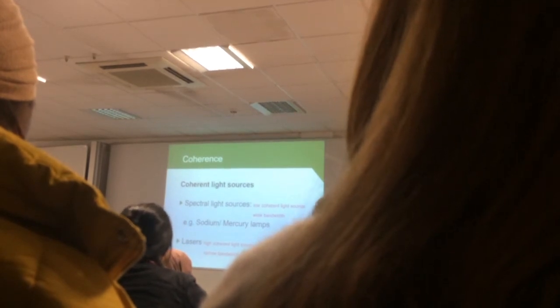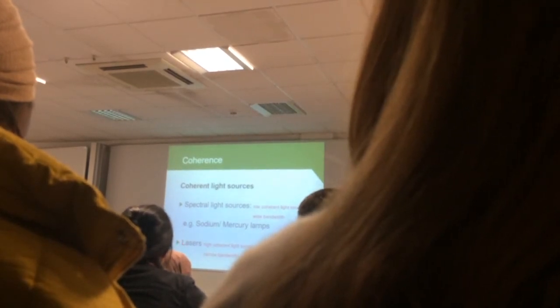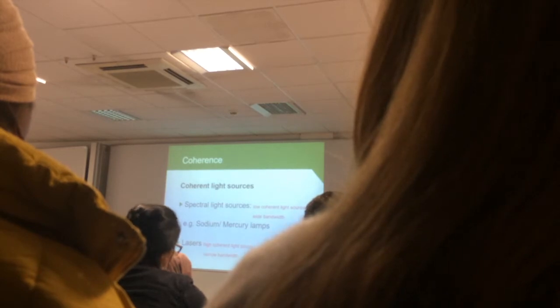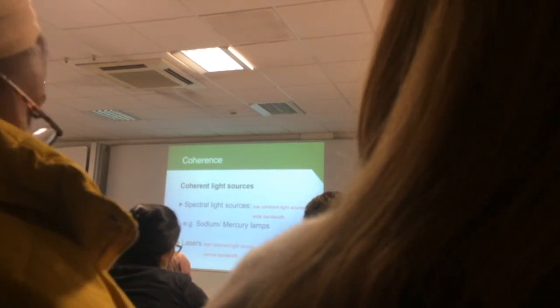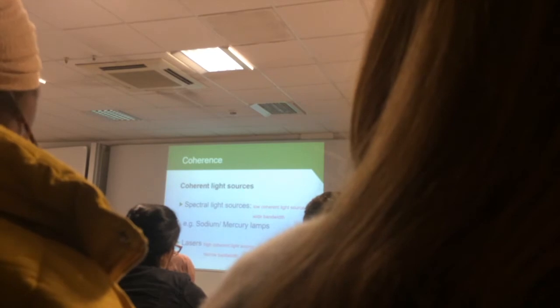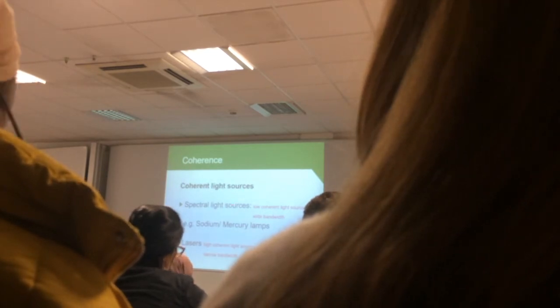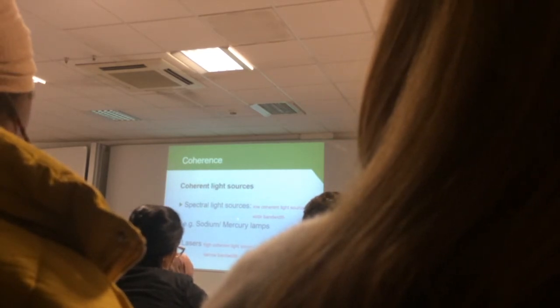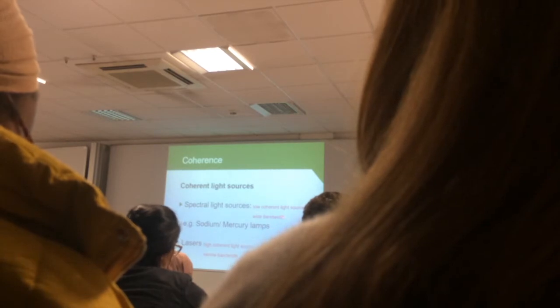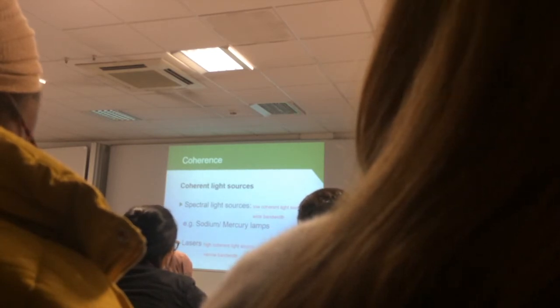And then we've had a look at examples. Lasers are highly coherent light sources. They have a narrow bandwidth. Ideally, they only consist of about one wavelength, whereas spectral light sources have a few more wavelengths, so their bandwidth is a little bit wider when you compare it to a laser.